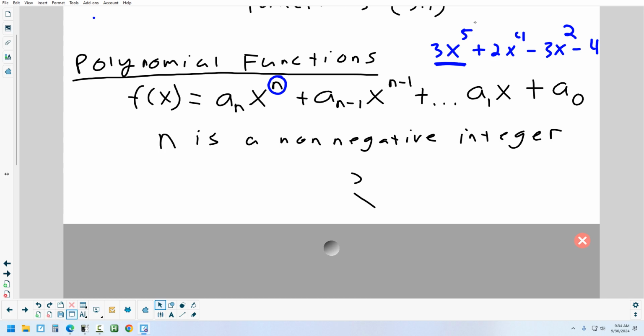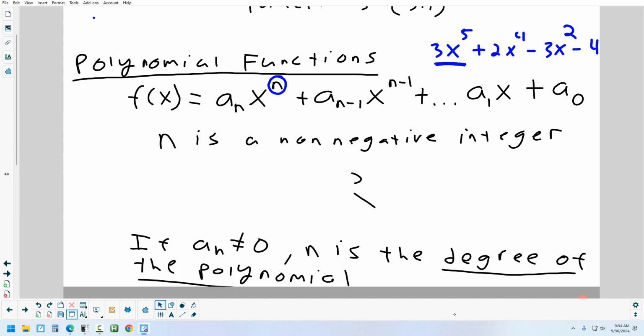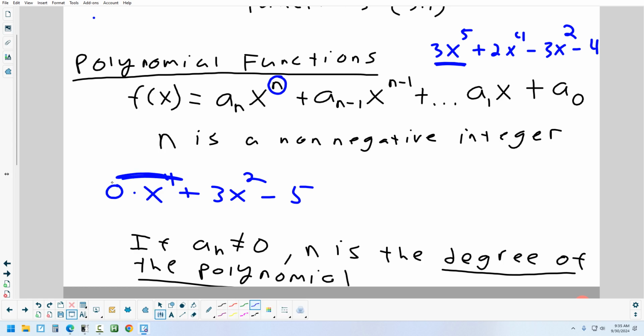What's the word you use to describe the highest exponent in an expression? Degree, yes. So as long as the first term isn't multiplied by 0, like if you do this, 0 times x to the 4th plus 3x squared minus 5, you wouldn't say the degree of that one is a 4. What's the degree of that one in blue, really? Nope, because the 4 doesn't even exist, because it's being multiplied by 0. So 2. All right, so the degree of that would be a 2.